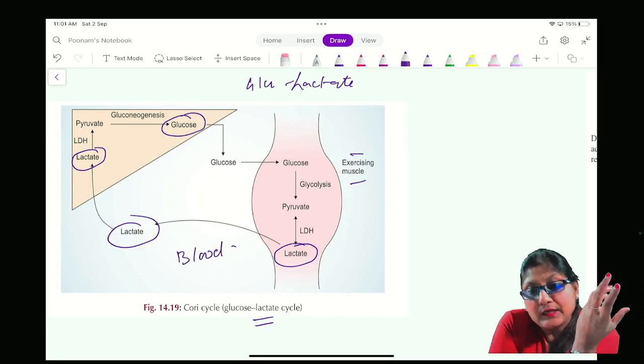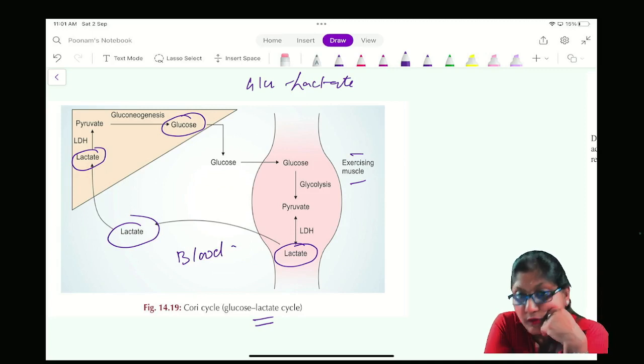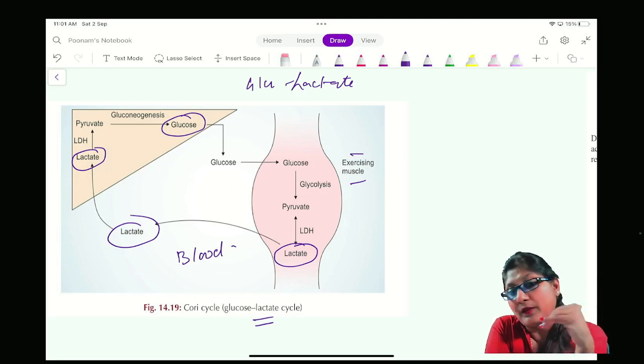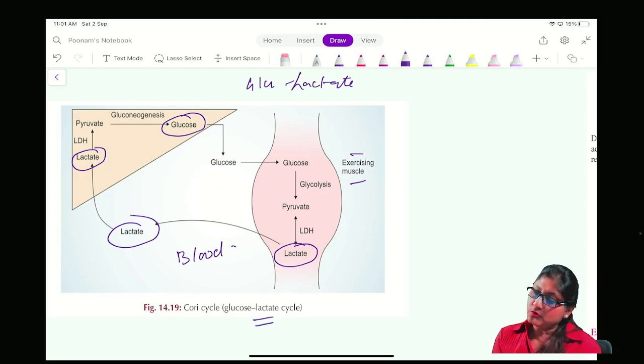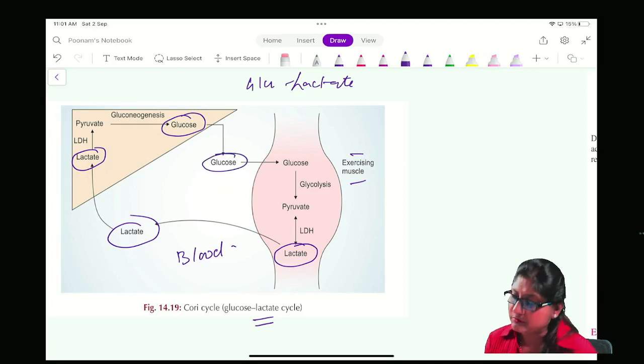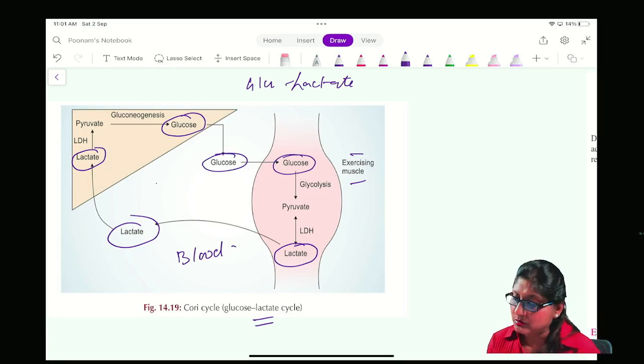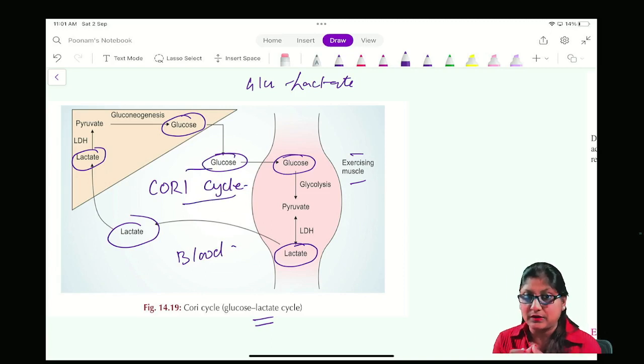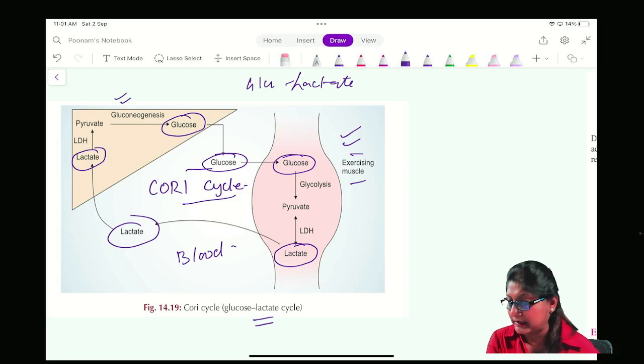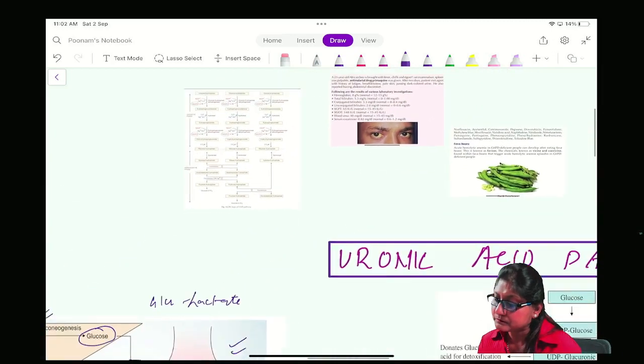Only the thing is, lactate needs to get converted to pyruvate first by the LDH enzyme, and then pyruvate will be making glucose. So glucose will be produced, which will be dumped to the blood, which will be utilized by the muscle. So it is like completing a full circle, and this is called the Cori cycle, after the name of that scientist who discovered and described it, right? So it's called the glucose lactate cycle. So we have anaerobic glycolysis at one end and gluconeogenesis at the other end. This is going to be a very, very important question for you every time, right?